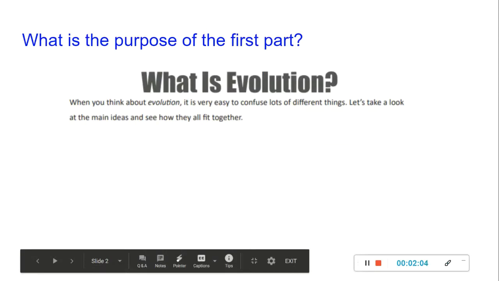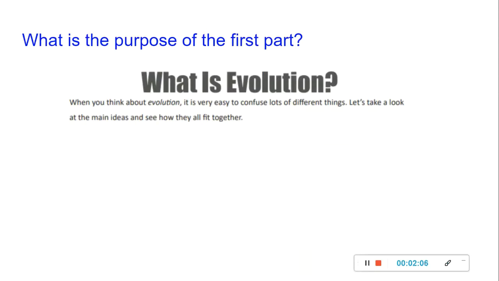So this is the very beginning bit that we looked at. What is evolution? When you think about evolution, it is very easy to confuse lots of different things. Let's take a look at the main ideas and see how they all fit together. So what's the purpose of this first part? What is it for? It's an introduction. It's just a couple of sentences and it introduces us to what the text is going to be about. So what's the text going to be about? About evolution.